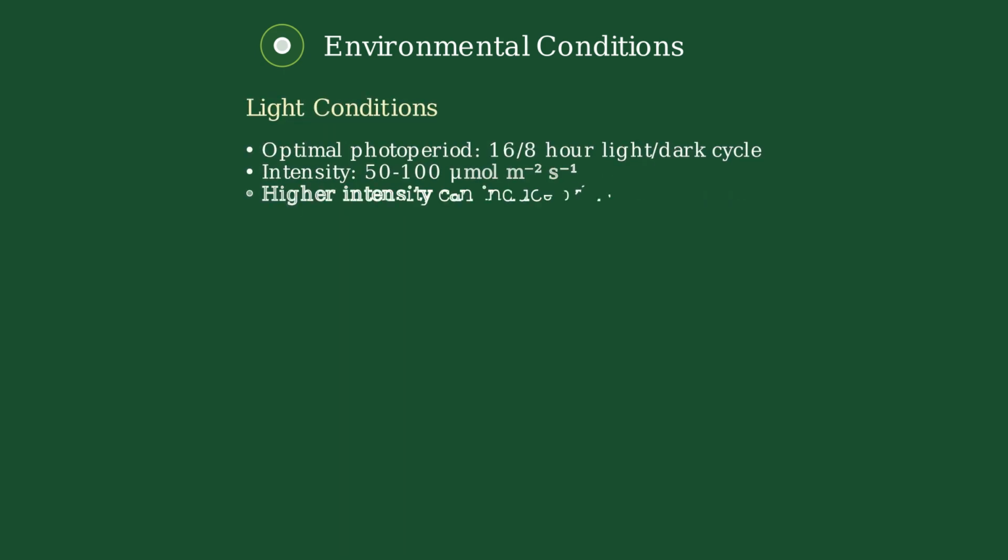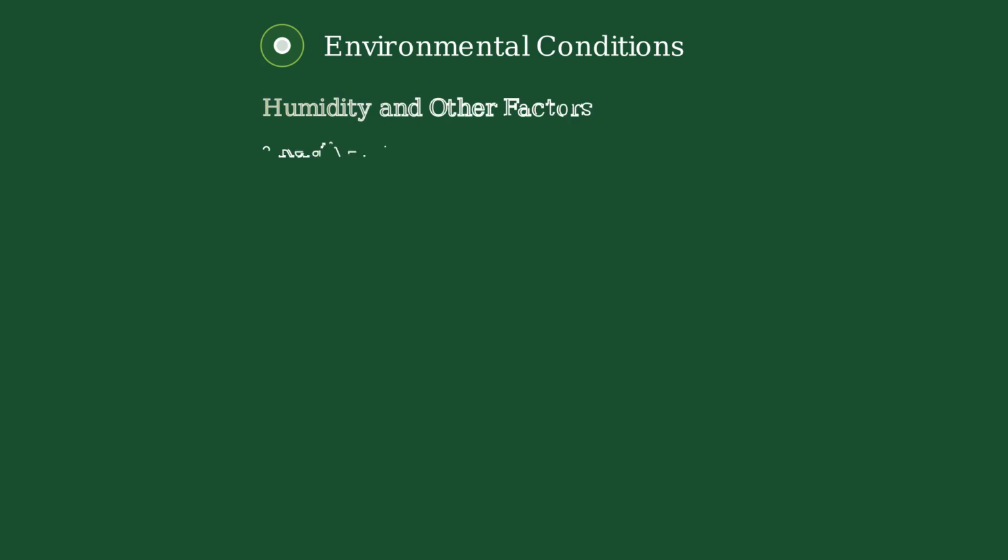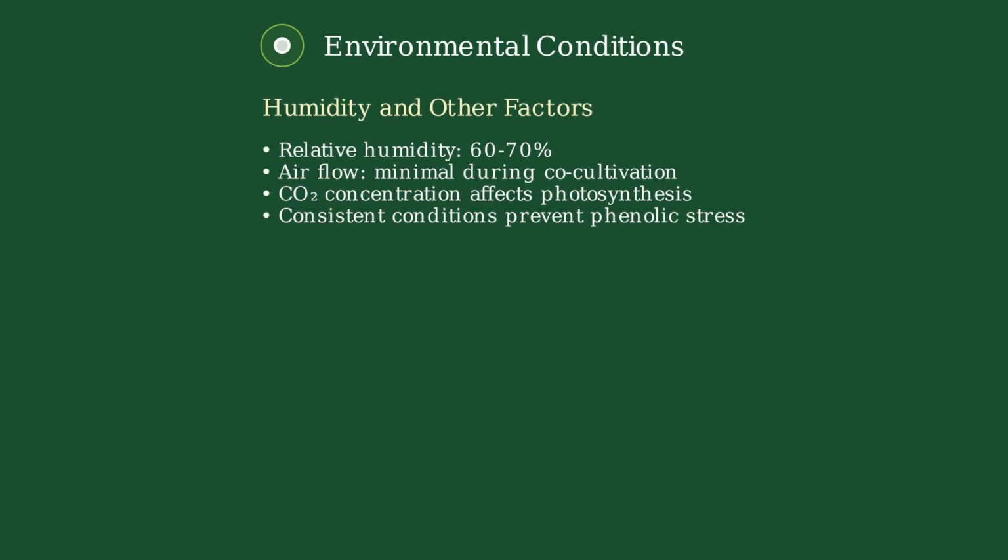Light conditions also play a key role. The standard 16-hour light, 8-hour dark cycle with moderate intensity provides optimal results. Higher light intensity can induce oxidative stress. Humidity should be maintained at 60 to 70%. Proper airflow and carbon dioxide levels also influence transformation success by affecting plant physiology.